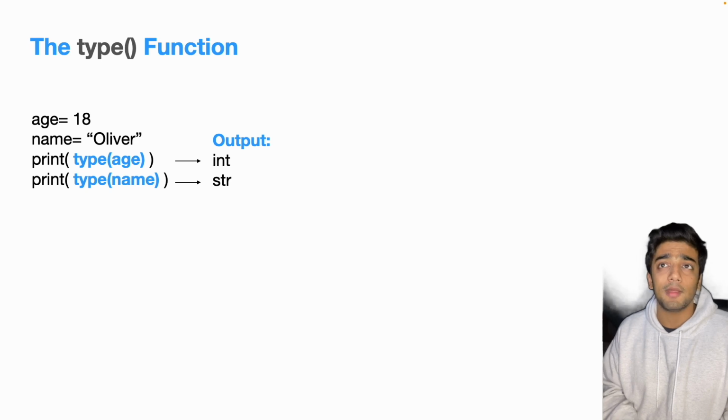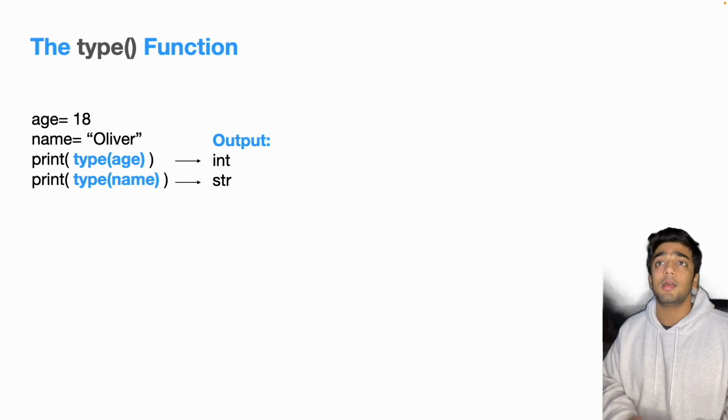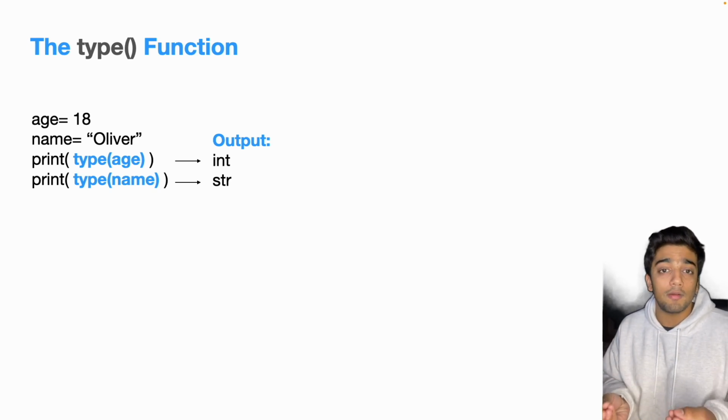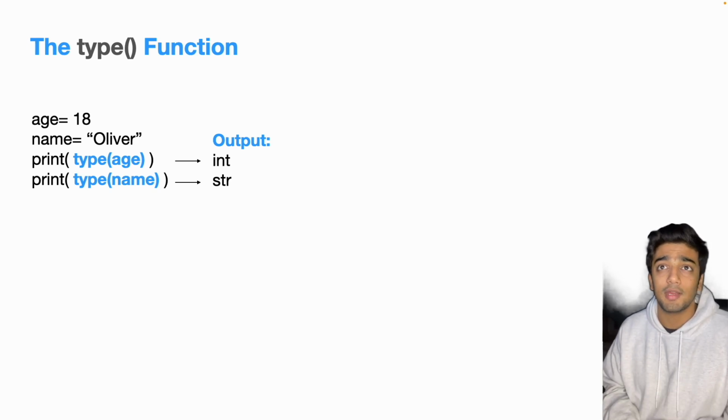Now, right off the bat, we can tell that the age variable stores an integer value because 18 is a number which does not have a decimal. And it's also not surrounded by double or single quotes, so it belongs to the integer data type. And the name variable has a string, or some text, which is within double quotes, so it tells us that it belongs to the string data type.